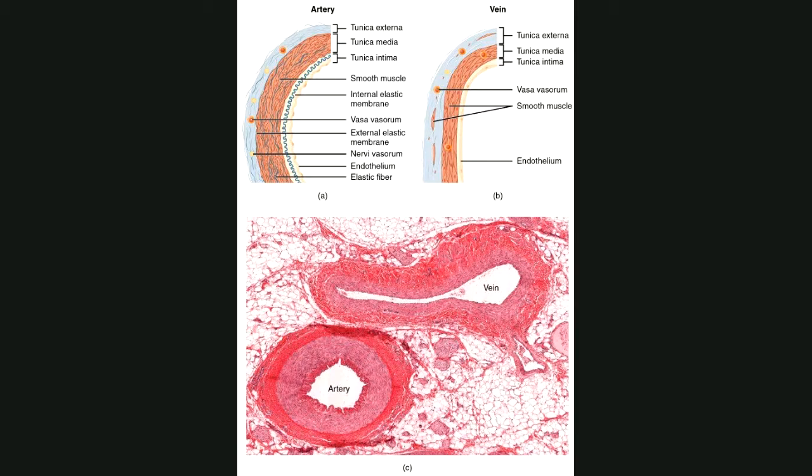The shape of the lumen of the artery is completely round or oval, and it's regular in its shape. But the shape of the lumen of the veins is irregular, as you see in this picture, and it's wider than the lumen of the arteries. And in this picture, you can see the different layers, tunica intima, media, and externa in the wall of arteries and veins.